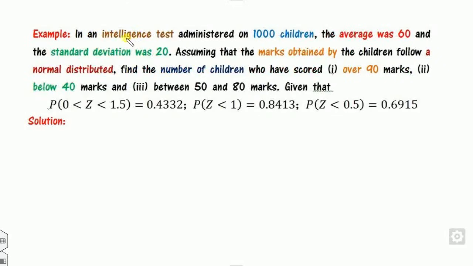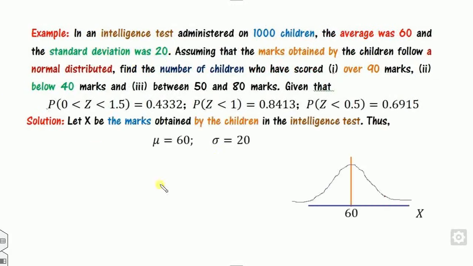Okay, look at one more example. In an intelligence test administered to 1000 children, the average is 60 and the standard deviation is 20. So x is the number of children. In the first part, find the probability that x is over 90. So this is 60, and 90 lies here. You have to shade this area. If I call this 1, this is 2, this is 3, you need to find this one.